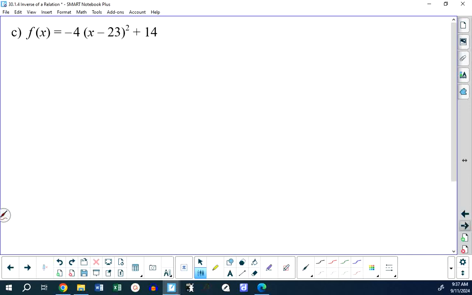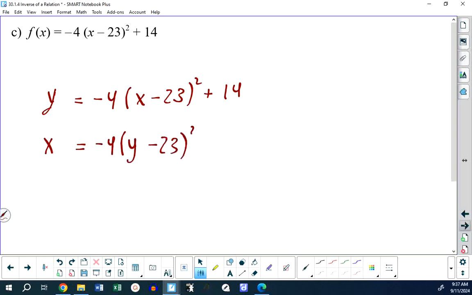Let's do C. There are 4 things happening to x in this original function. If I write it with a y, there are 4 things happening to x. There's that 23, something's going on with that. There's a squared, there's a -4, and there's a 14. 4 things we're going to have to unwrap in a second, because when I switch x and y, there are 4 things happening to y on the inverse that I have to unwrap.